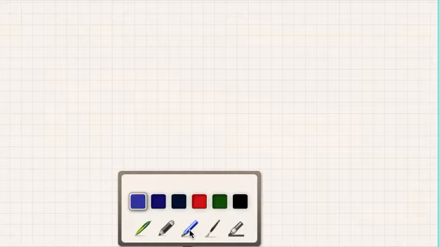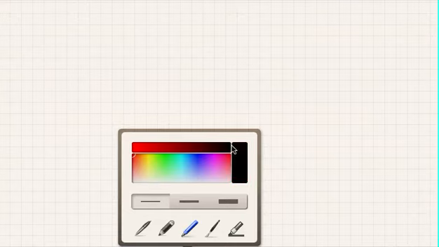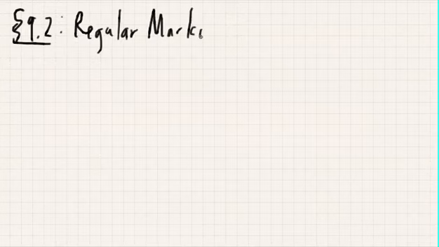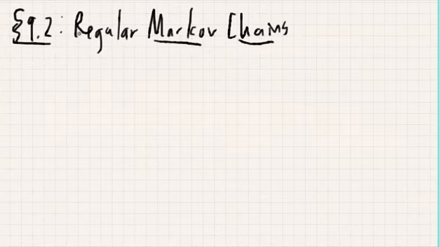Okay, now we are looking at section 9.2, and this is the last one that we're going to cover in this class. So section 9.2 is on so-called regular Markov chains. And before we do that, I'd like to discuss something called a stationary matrix.